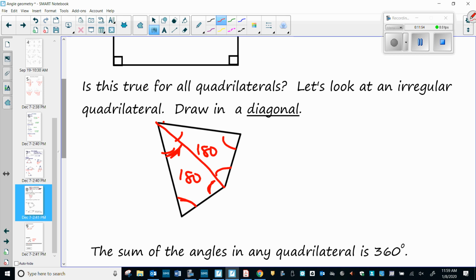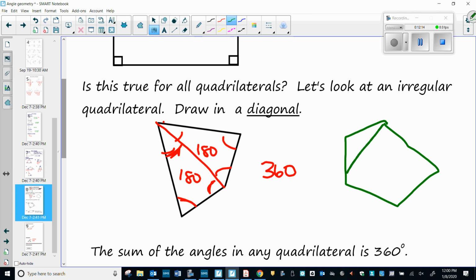Have I covered all of the outside, all of the angles here? Yeah. So that means that my total has to be 360. Okay. Now, if I had a 5-sided shape, it doesn't have to be regular, I could do the same thing.